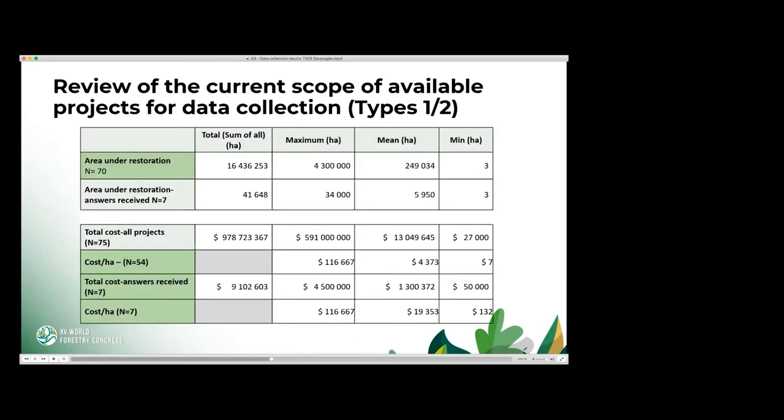The exercise of putting together all these projects for data collection and analyzing the kind of information that the project documents provide, plus the effort from project managers that replied to our template for data collection, allowed the preparation of these two small tables. These tables present some quantitative information on the area under restoration in the project documents that we identified and that correspond to 70 projects, plus the 7 general tabs that were filled in by the project managers. We did the same exercise for the total cost of projects, and you can see in the second table the cost per hectare from the 75 projects that provided this information, and the 7 project managers that replied to our, I would say, call for data collection.